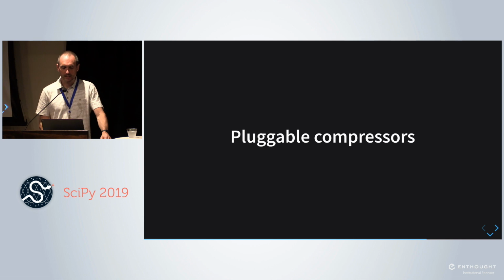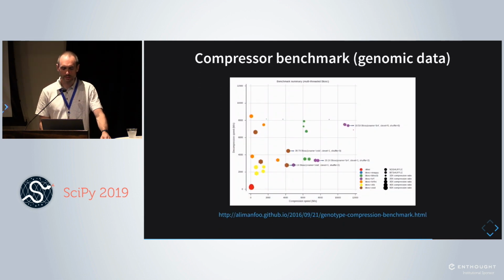So I'm going to add a little bit of information briefly about support for different compressors. Just to say again, compressors can make a ridiculous difference. Modern compressors are incredibly fast. This is some benchmarking I did on some genomic data that I work with. In this plot, I'm benchmarking different compressors, their write speed, their read speed, and their compression ratios. The x-axis is the compression speed, the y-axis is the decompression speed, and the size of the blob is the compression ratio that they achieve.